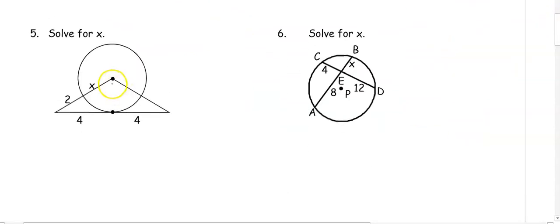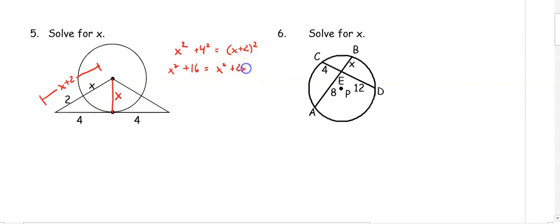In number 5, we need to draw a radius in. So this radius is going to be x, which makes this whole side x plus 2. So we have x squared plus 4 squared equals x plus 2 squared. So we get x squared plus 16 equals, remember that we need to do x plus 2 times x plus 2, which gets us x squared plus 2x plus 2x plus 4. The x squareds cancel out, so we're left with 16 equals 4x plus 4. We can subtract 4 from both sides and divide, so x equals 3.